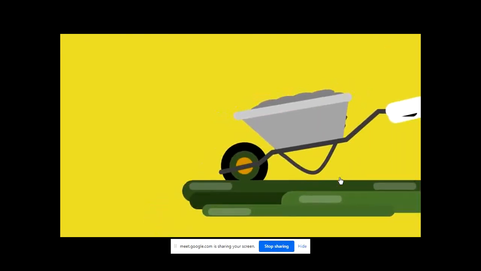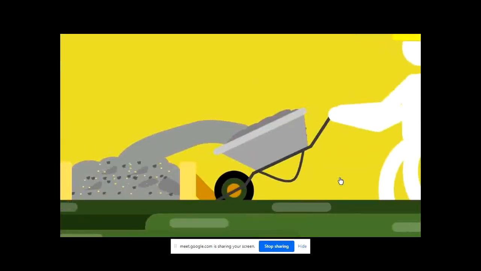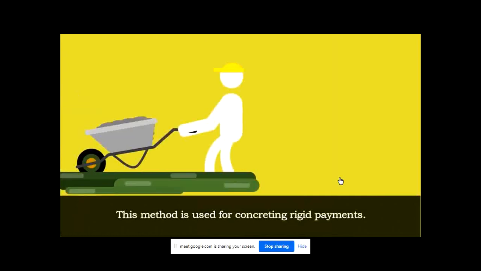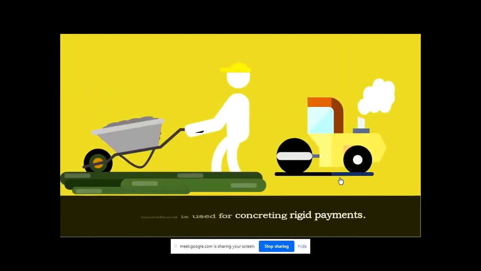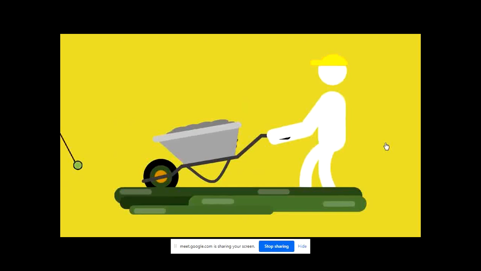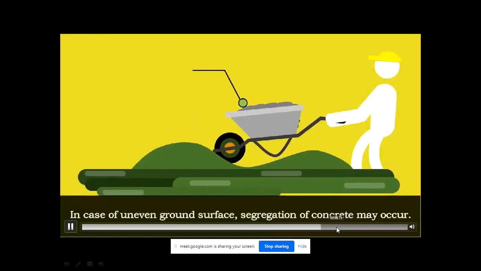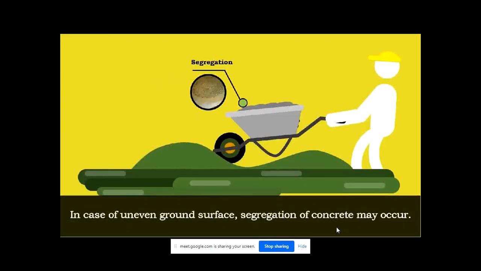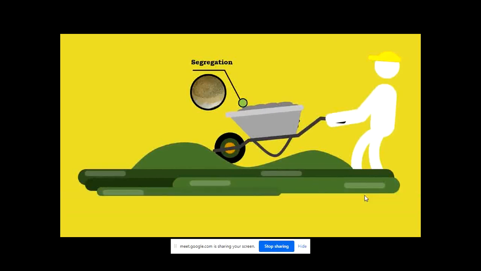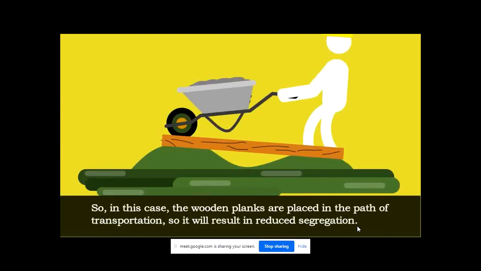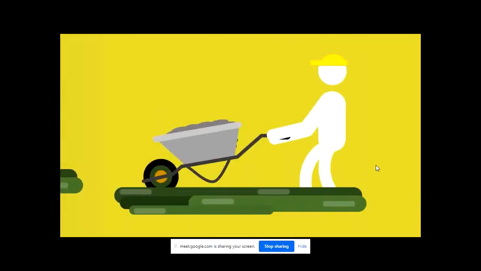Wheelbarrow. This type of transporting method is used for placing concrete at ground level. This method is used for concreting rigid pavements. The wheelbarrow is fitted with pneumatic wheels to facilitate the movement. In case of an uneven ground surface, segregation of concrete may occur. So, in this case, wooden planks are placed in the path of transportation, which results in reduced segregation. The average capacity of a wheelbarrow is 35.